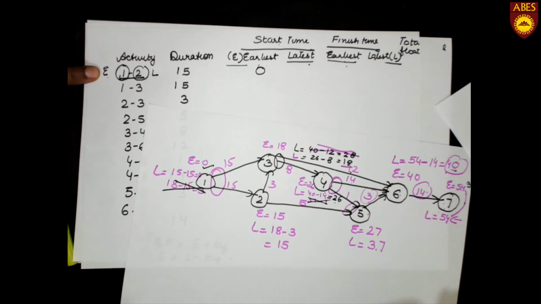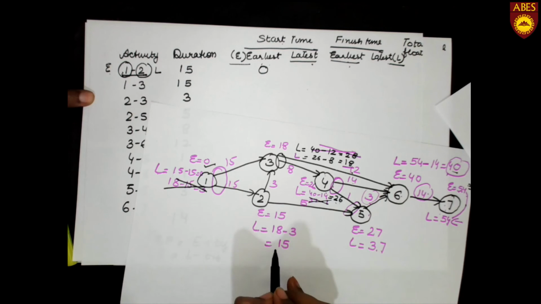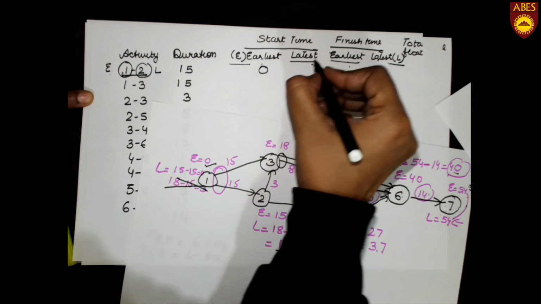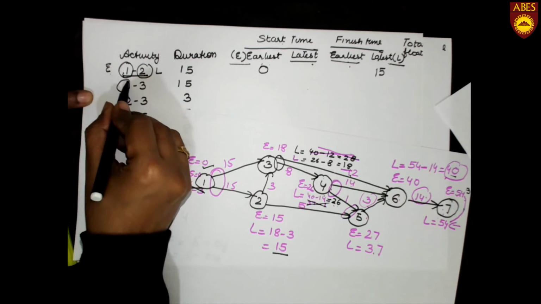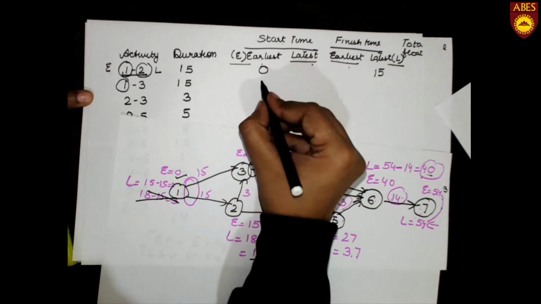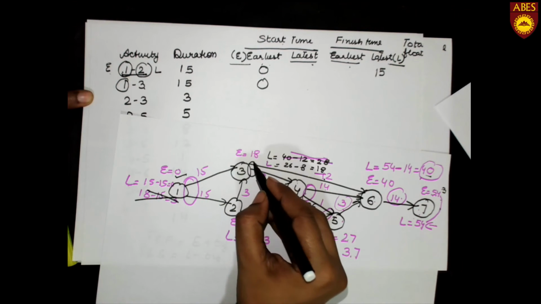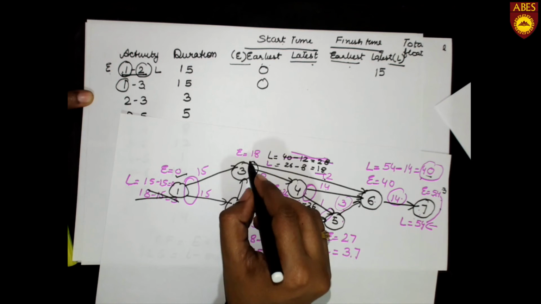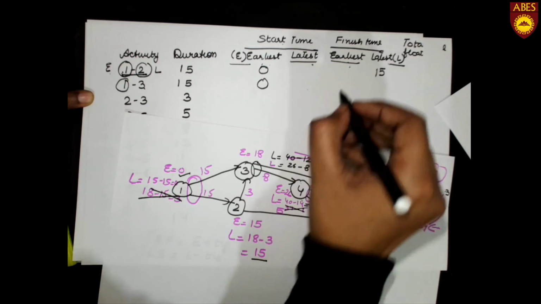So E is the earliest time and L is the latest time. So total time, how can we find out? We will take E of 1 and L of 2. What is the L of 2? You can see over here, this is 15. Here I will write down 15. Similarly for 1 it will be 0, and for 3, you can see over here, where is L? This is 18. Now write down 18.